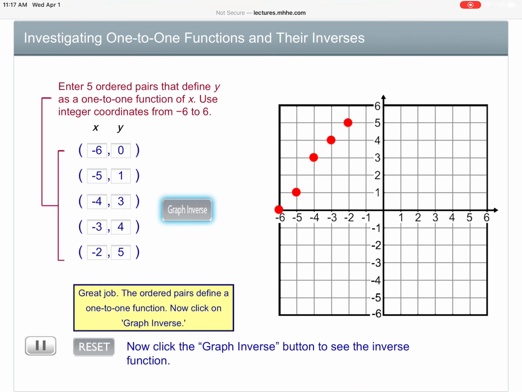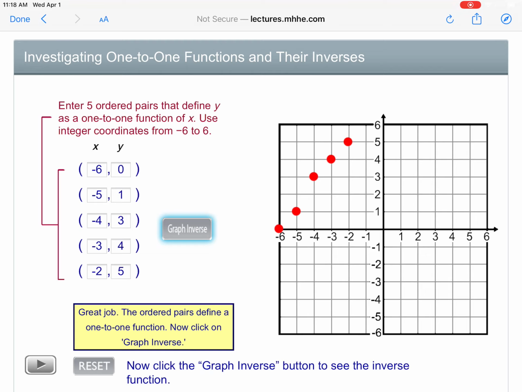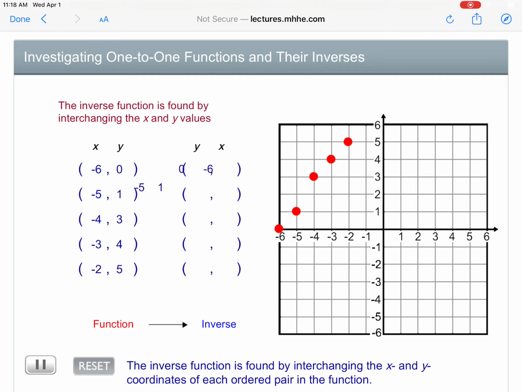Good job. Now click the graph inverse button to see the inverse function of x. You ready to see the graph? Now, we're going to ask this lady, she's doing such a great job, to graph or find the ordered pairs for the inverse function. The inverse function is found by interchanging the x and y coordinates of each ordered pair in the function.